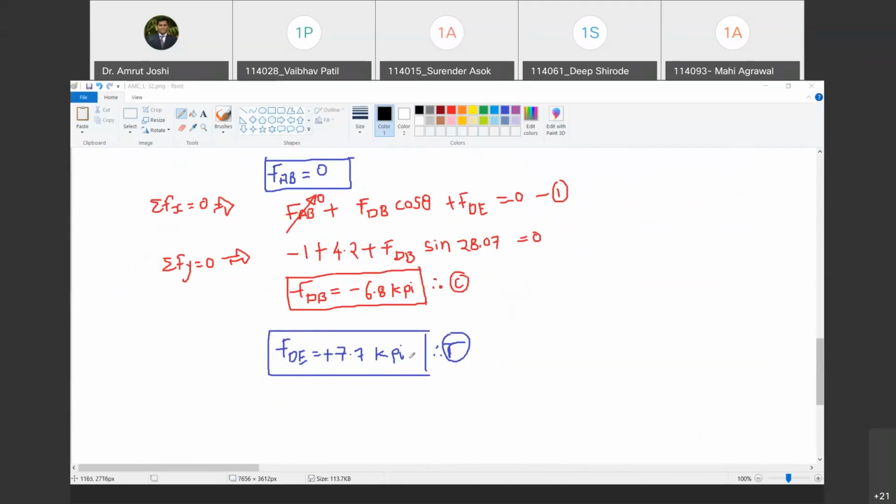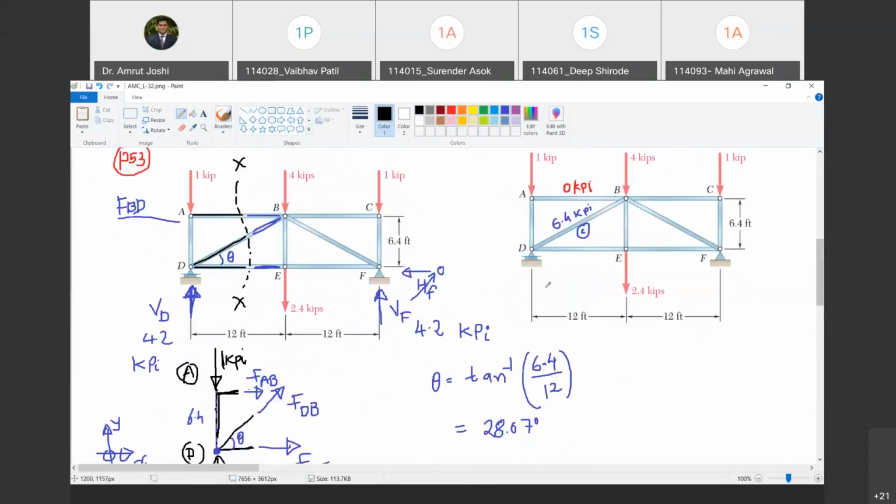Yeah. So it's 6.0001. So it is 6 kPi. Are you with me? Yes, sir. And that is the force in member DE, 6 kPi tensile in nature. Happy? Yes, sir. So that I have noted down on this figure.